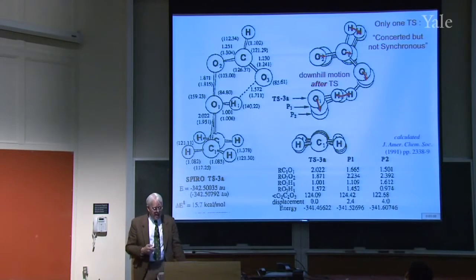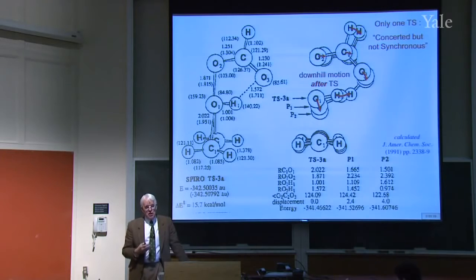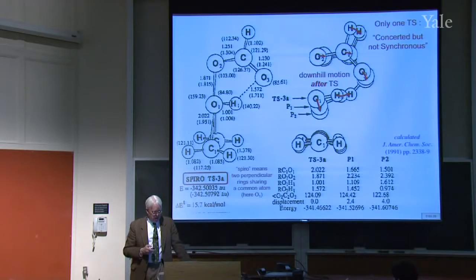So there's only one transition state. This is said to be concerted in the sense that things are happening at the same time, not several distinct intermediates, but it's not synchronous. It's not all happening exactly in parallel.